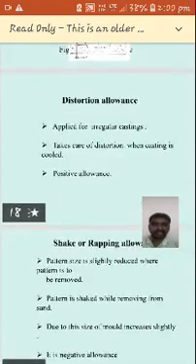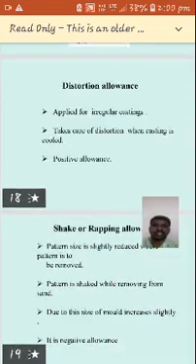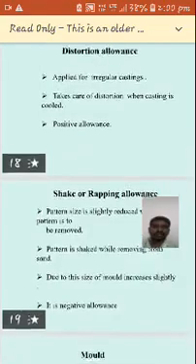And then the next, distortion allowance. It is applied for irregular castings, to take care of distortion when the casting cools. Distortion allowance is a positive allowance.